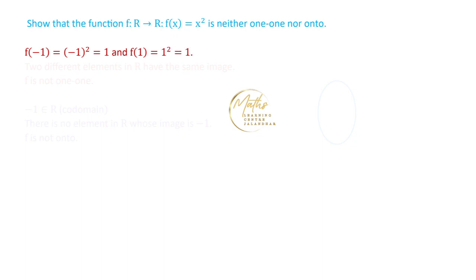So we can see that there are two elements, -1 and 1, in the domain that have the same image. It means that f is not a 1-1 function.